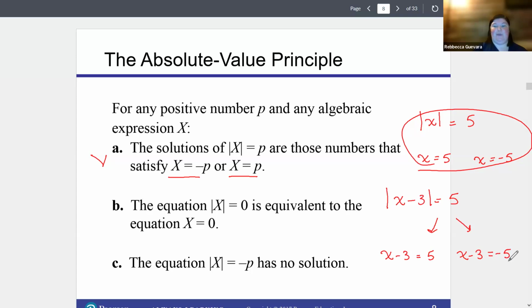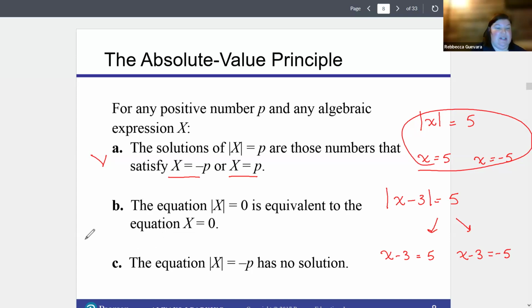So that is where this comes from, that idea, like I said, that the absolute value of X equals 5 had two solutions. It's either negative 5 or 5. If we make that into an expression of X minus 3, then that means X minus 3 had to equal 5 or equal negative 5. And we can make more complicated expressions as we go along. That's where this general idea comes from.